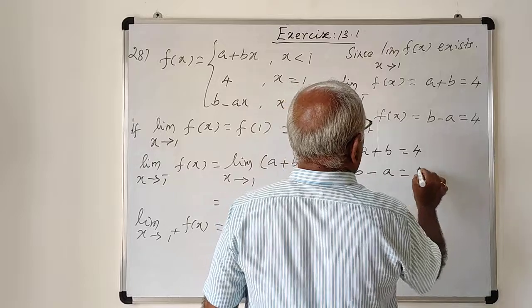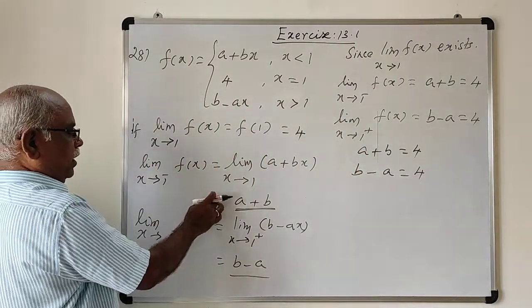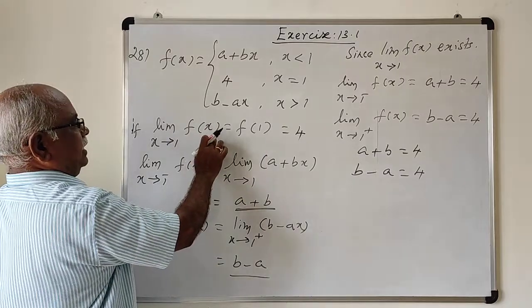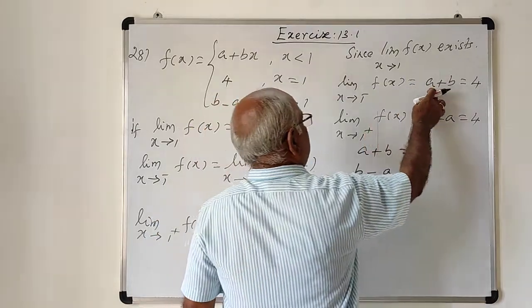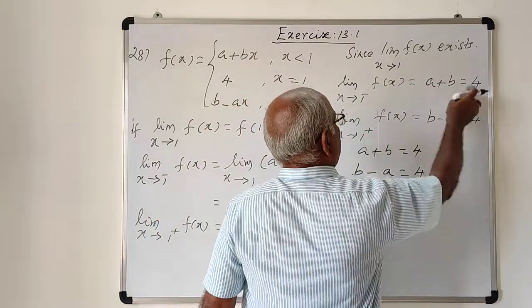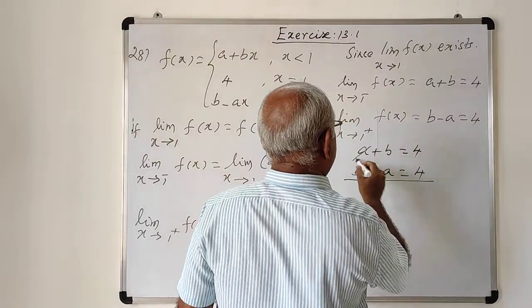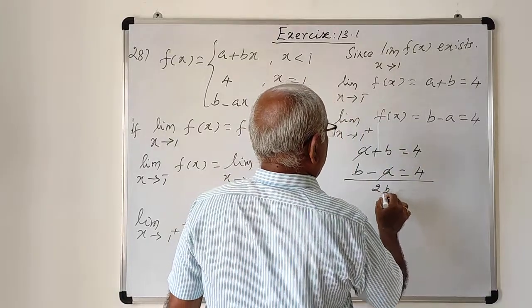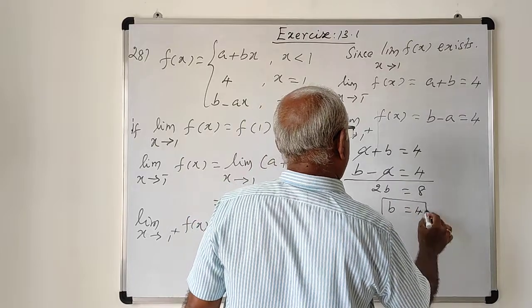b minus a equal to 4. Since these two limits are equal, because the limit as x tends to the point exists, the left and right limits are equal, and both are equal to 4. Adding, plus a minus a, 2b equal to 8, so b equal to 4.